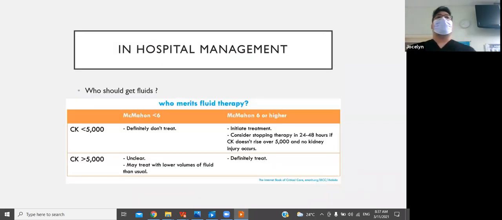Okay, now the patient has already arrived in our hospital. So we have in-hospital management. We have already done fluid resuscitation. Now we want fluid maintenance. But who should get fluids? Okay, that's when our CK and our McMahon score will come in.